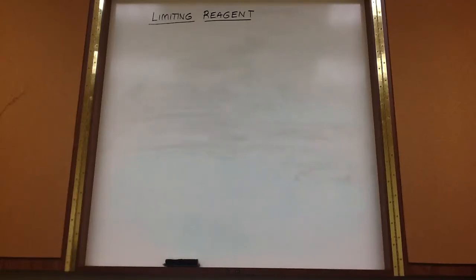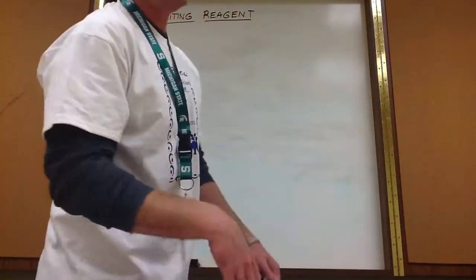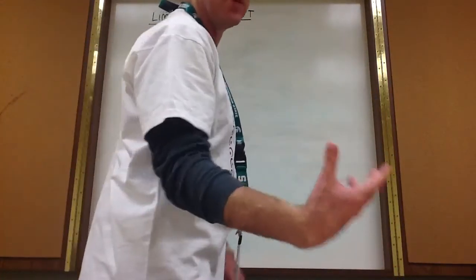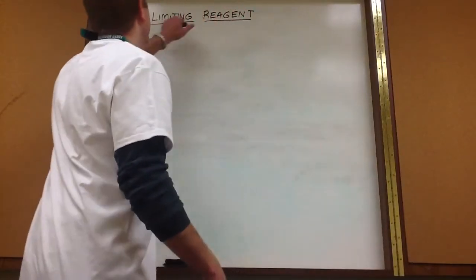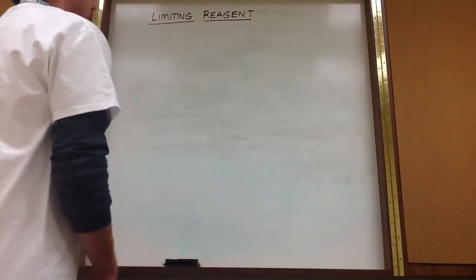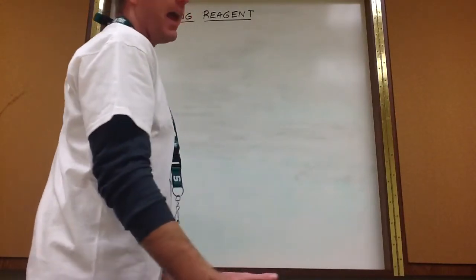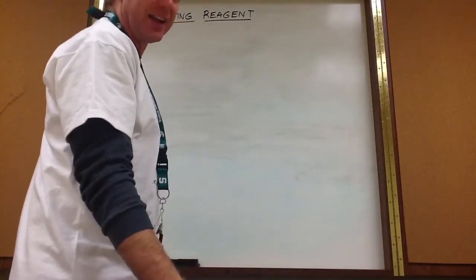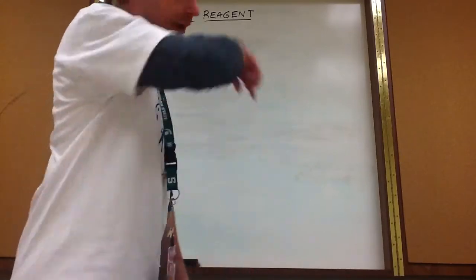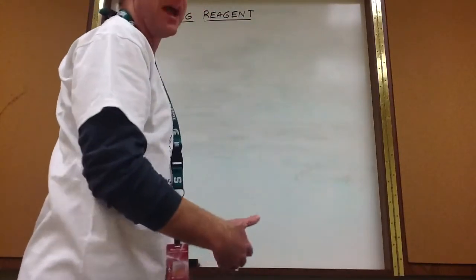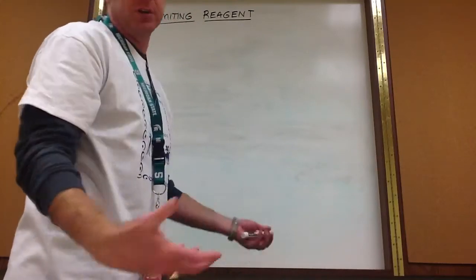Okay, the topic I'm about to teach is limiting reagents. Probably in stoichiometry it's the hardest topic to teach. So let me try to give you an analogy to help you understand it first. By definition, when we do a reaction, one of the reactants is going to run out first. And when that reactant runs out, the reaction stops occurring, right?